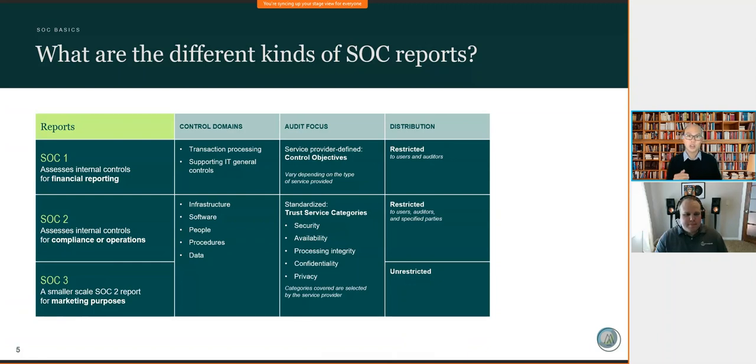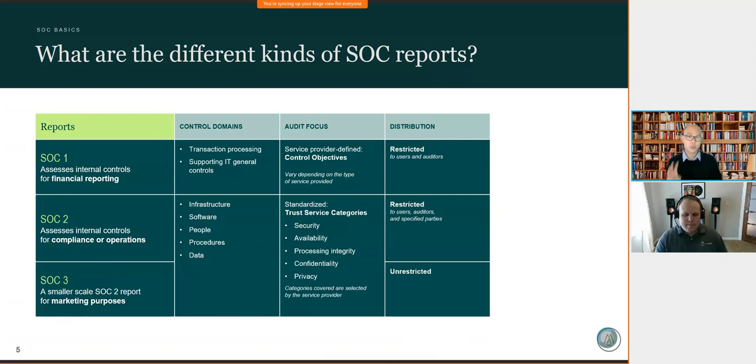For the SOC 2, this is going to be covering internal controls over compliance or operations. It does not necessarily need to be financial reporting controls, and this could cover infrastructure, software, people, procedures, and data. And this really ties to 5 trust service categories: security, which is one that is mandatory across all SOC 2s, and the next 4 that are optional depending on your company needs: availability, processing integrity, confidentiality, and privacy. Again, this is restricted to the users and the auditors.